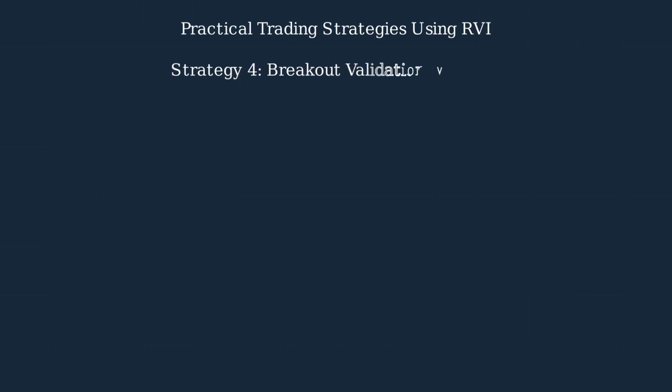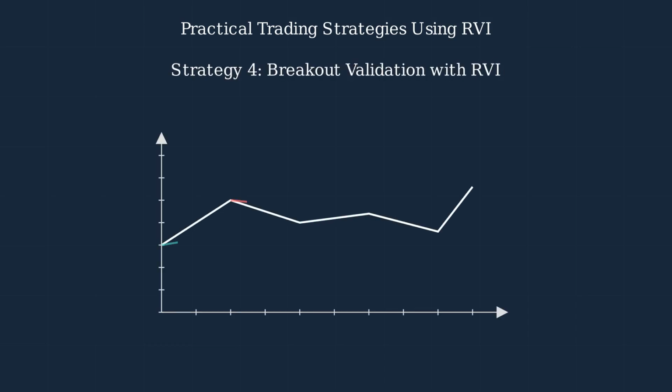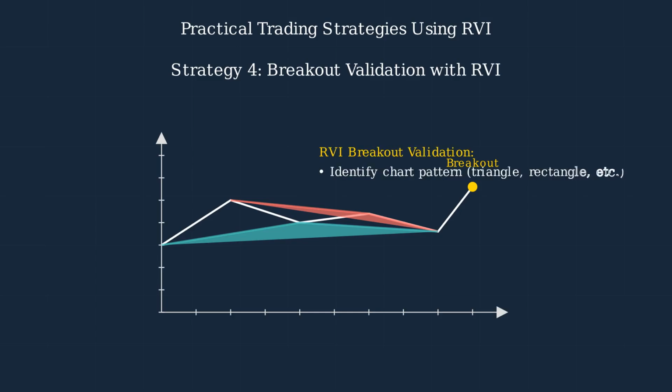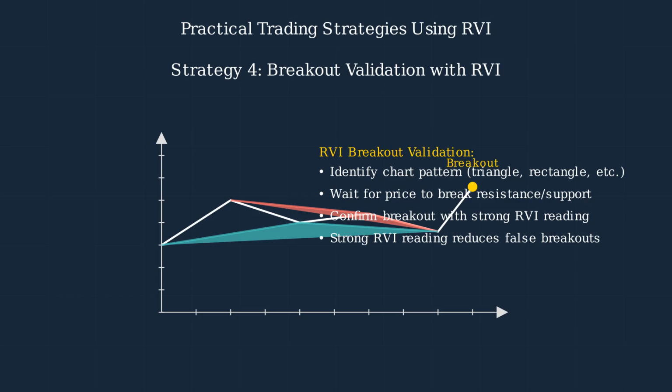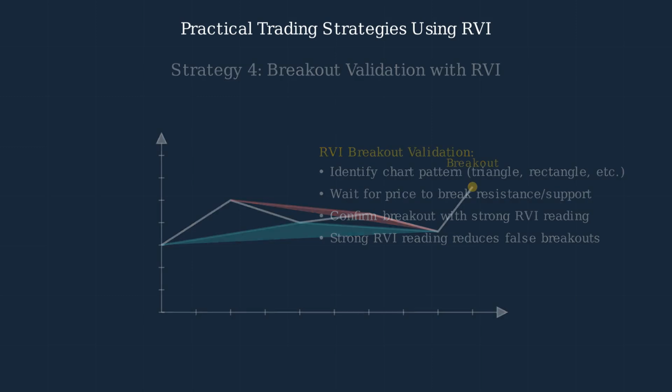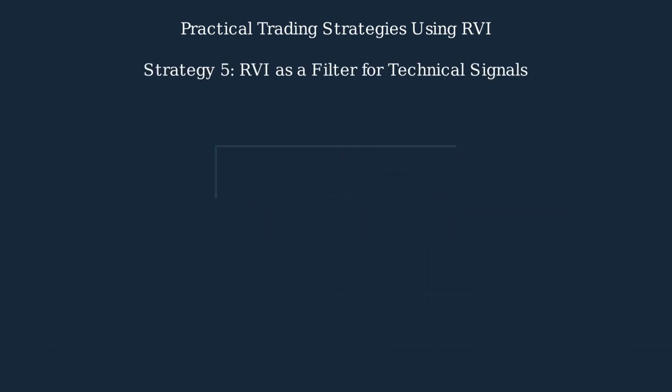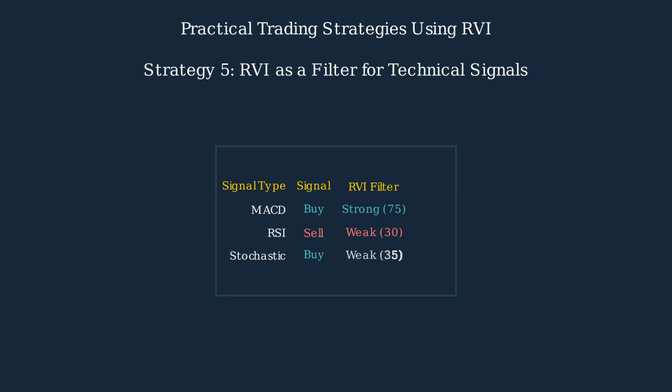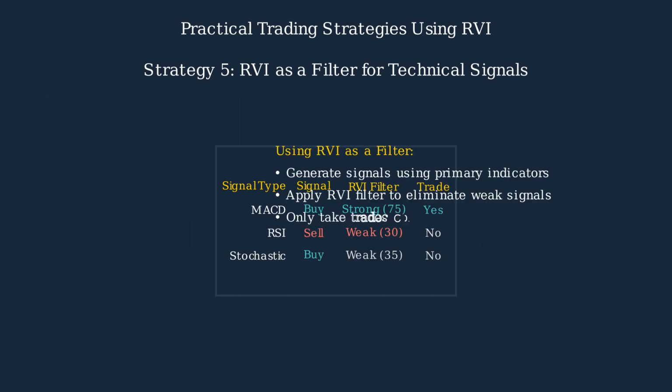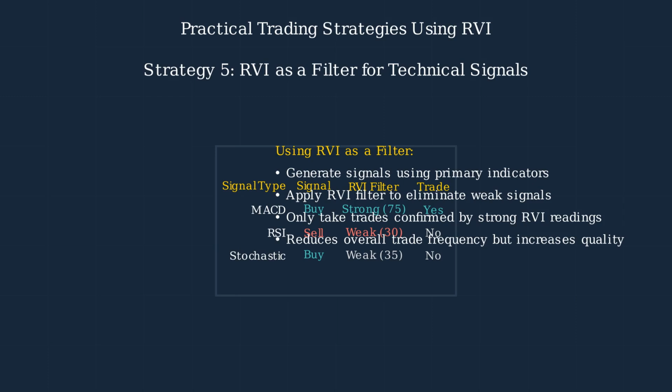The fourth strategy uses RVI to validate breakouts from chart patterns. When price breaks out from a pattern like a triangle, checking the RVI strength helps confirm whether the breakout is likely to continue or fail. Strong RVI readings above 50 during an upside breakout suggest higher probability of success. The fifth strategy uses RVI as a filter for signals generated by other technical indicators. By only taking trades that are confirmed by strong RVI readings, you can improve your trading accuracy. In this example, the MACD buy signal is confirmed by a strong RVI reading, while other signals are filtered out due to weak RVI confirmation.